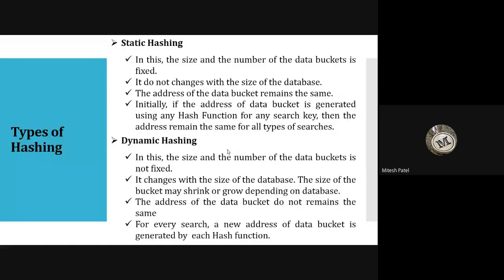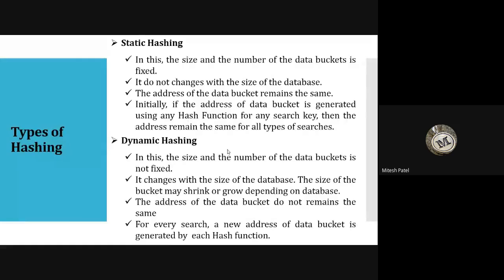Dynamic hashing will obviously be the opposite in terms of size and number. In this, the size and number of data buckets is not fixed, so we can change the size of the database. Size is not fixed, so it means we can increase and decrease the size of data buckets. The size of data buckets may shrink or grow depending on the database. Shrink means we can cut, decrease, and grow means increase.